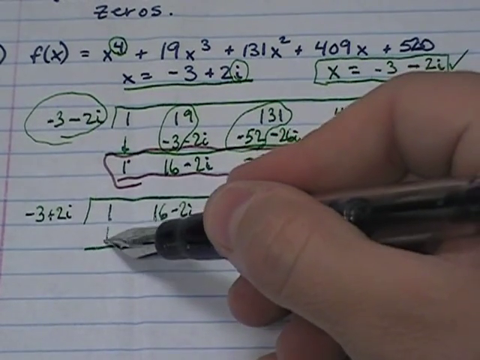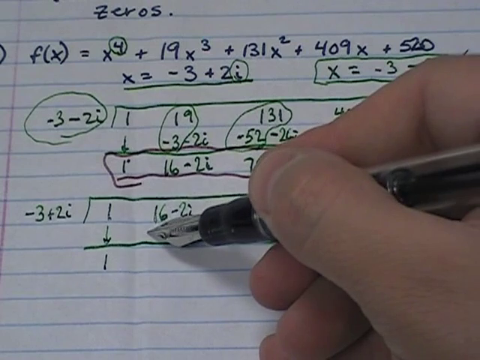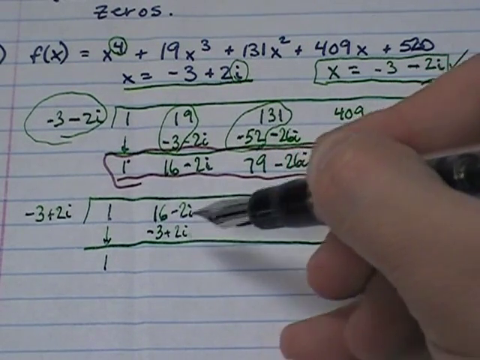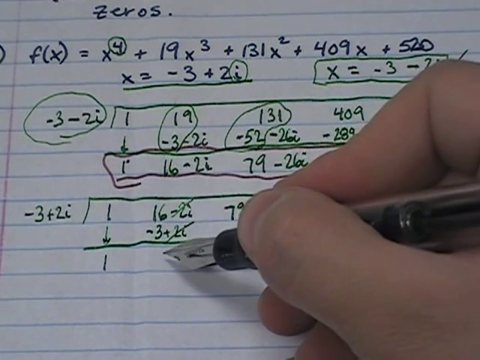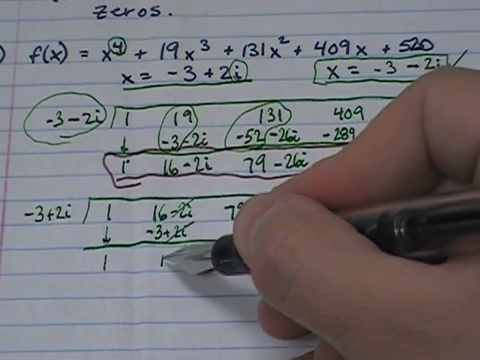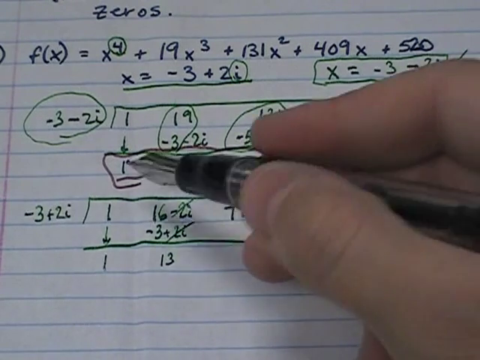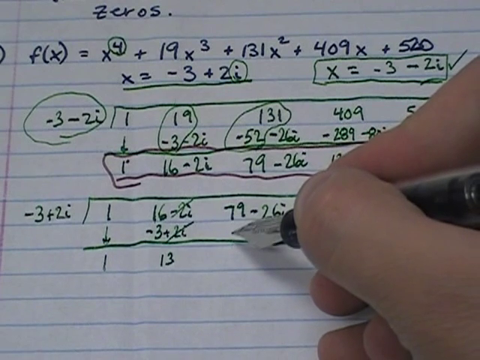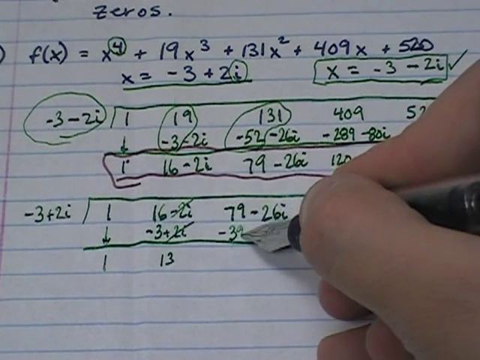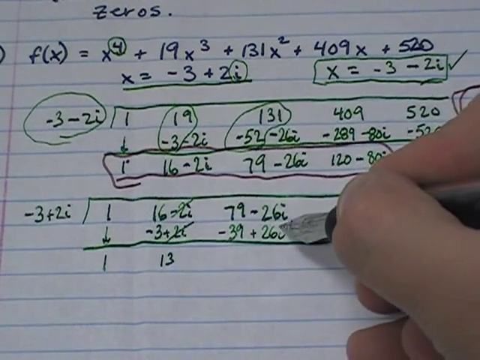Just like always, copy the first term and multiply. We get negative 3 plus 2i. And what happens when we add? These will cancel. So we get 16 minus 3, which is 13. Then multiply negative 3 plus 2i times 13. Well, that gives me negative 39 plus 26i.